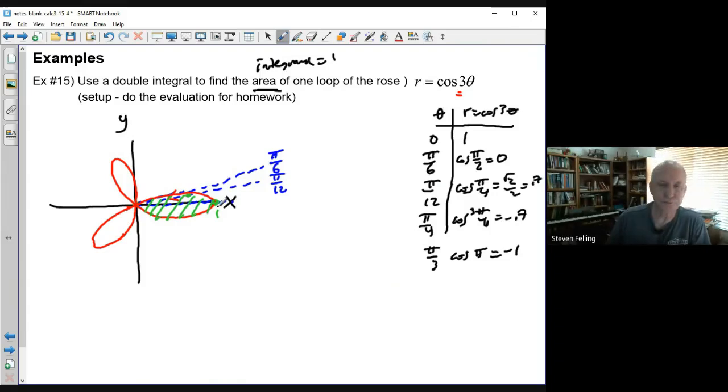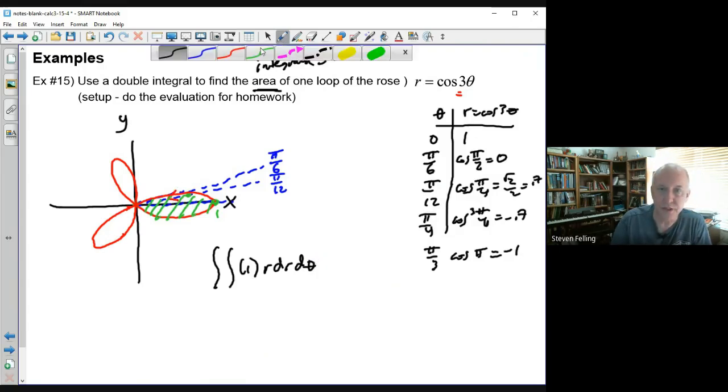Okay. All right, so to set that up, let's see. I need to have a double integral. The integrand is 1 because I'm interested in just the area. We're going to do r dr d theta. And let's see, we would be going from, let me get a black arrow, from 0 to the edge. And the edge is defined by this, so I don't have to do any kind of fancy stuff to get that. This is just going to be from r equals 0 to r equals cosine of 3 theta.